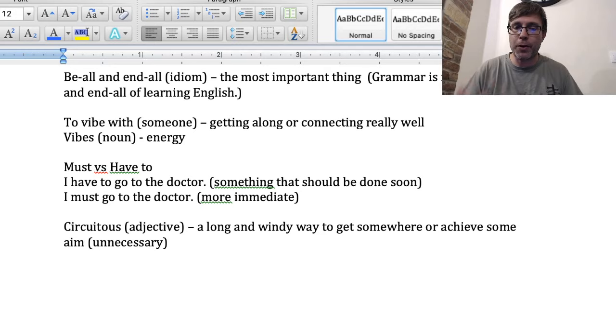Or again, if you're talking about achieving some goal, sometimes we don't always do things in order, but the direction you take takes you out of the way, and you could say it was circuitous. Let's see. What else do we have?